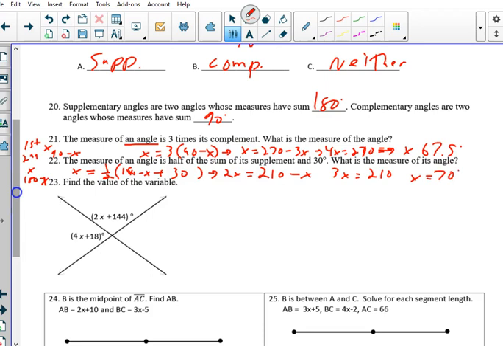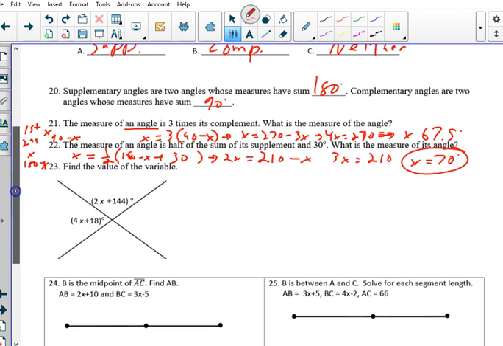I do apologize. I told you guys to change it from 70 to 40. The 70 was correct. I believe I made a mistake when I was working that problem and I read it as complement, so I did 90 minus x on both of them, and that's why I got 40. So I do apologize. The answer is, in fact, 70.